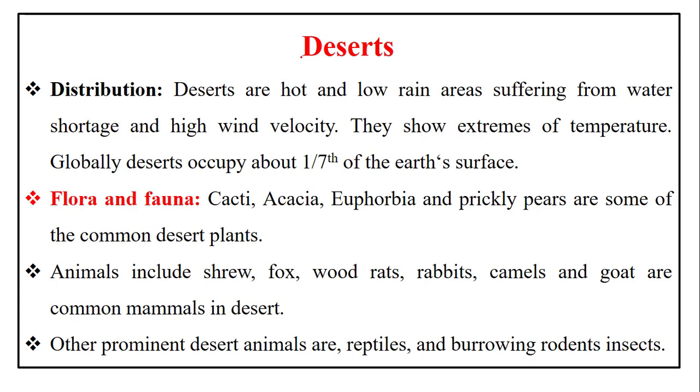This is the other area, the desert. When you see the distribution, deserts are hot, low-rainfall areas. The desert suffers from water shortage. It is very affected by a lack of water, and high wind velocity also exists in the desert area. This shows extremes of temperature. Globally, deserts occupy one seventh of the Earth's surface, right?